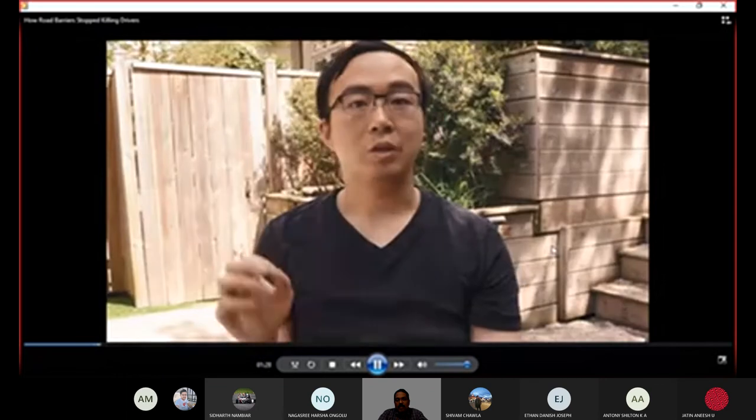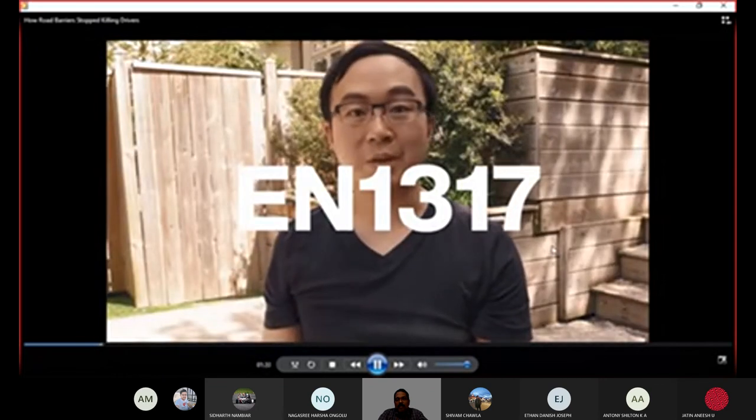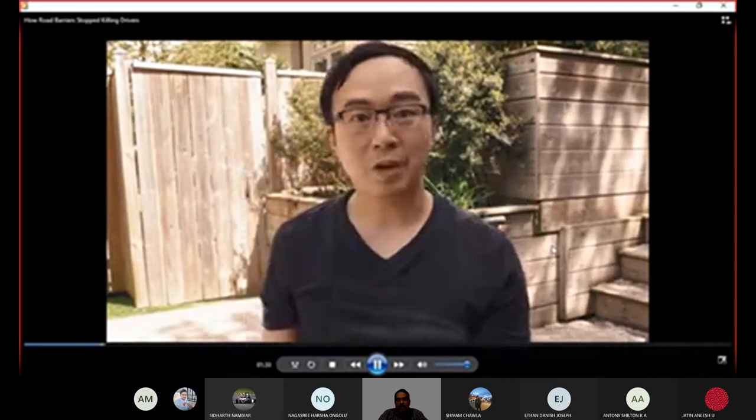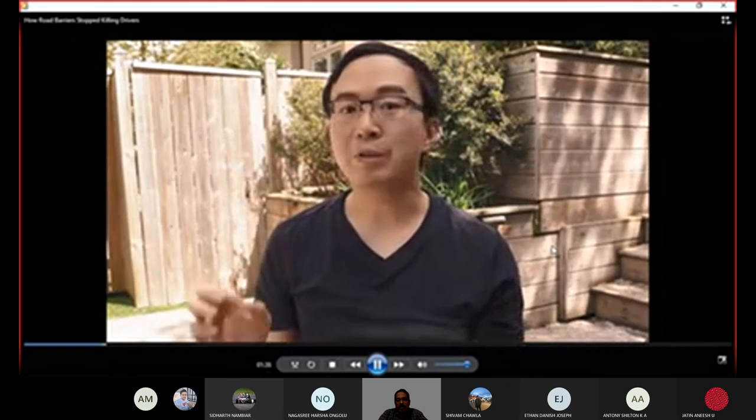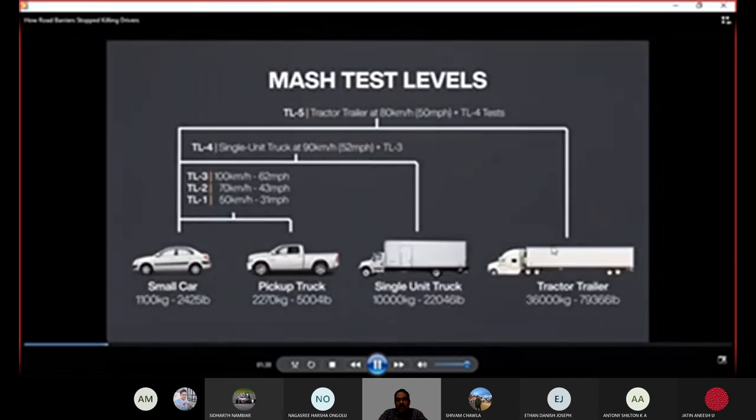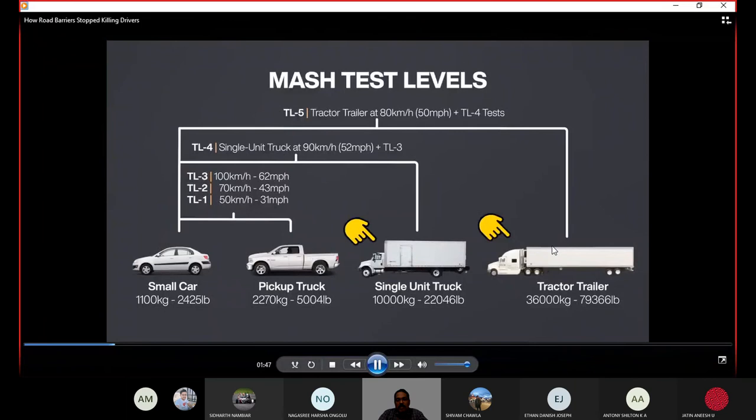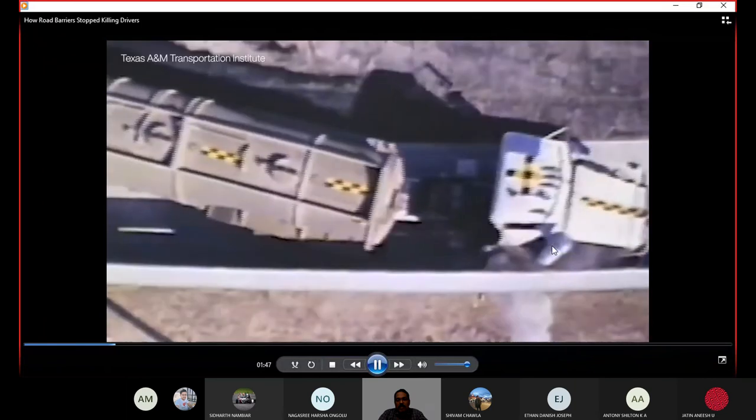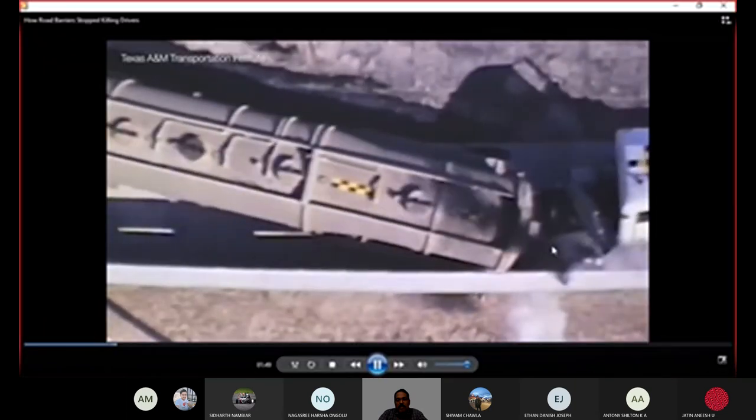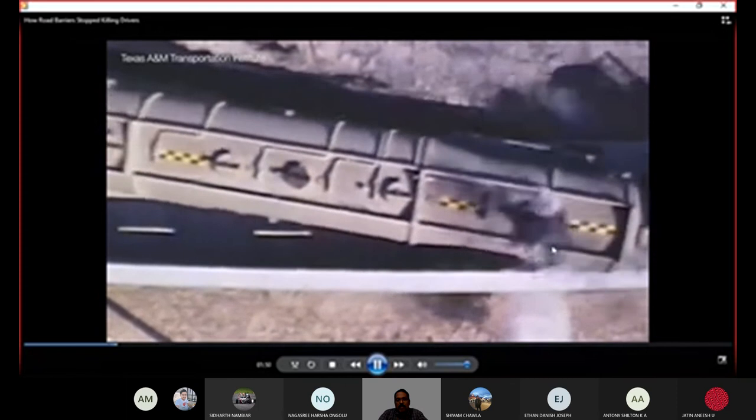Europe uses a different standard, EN1317, but the safety principles are similar. In this video, I'll be focusing on MASH and how it's made our roads safer. MASH-rated products have 6 safety ratings. The lowest is TL1, with higher ratings requiring products to stop heavier vehicles at faster speeds. The highest, TL6 barriers that can stop tanker trucks, are massive structures and rarely used on our roads today.